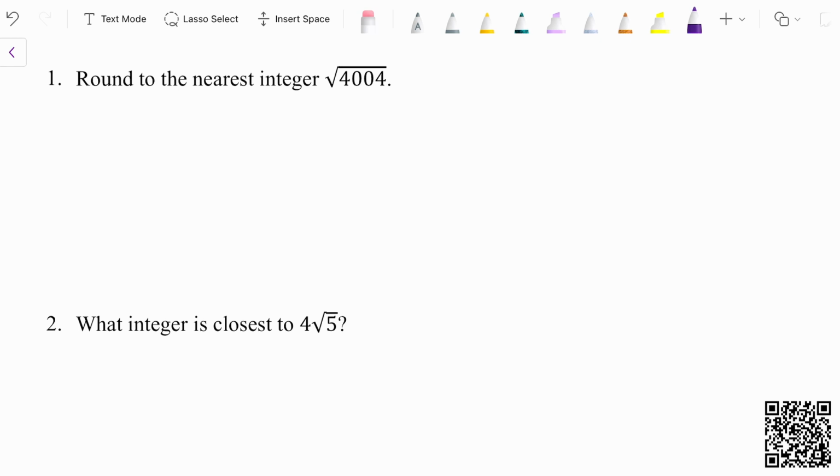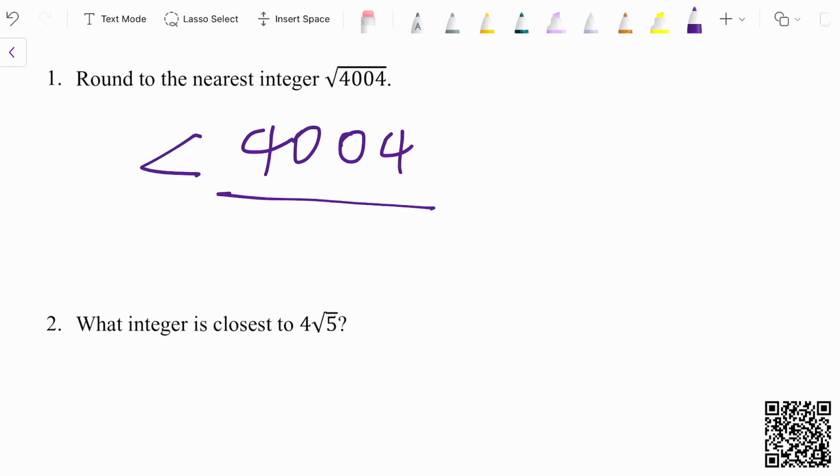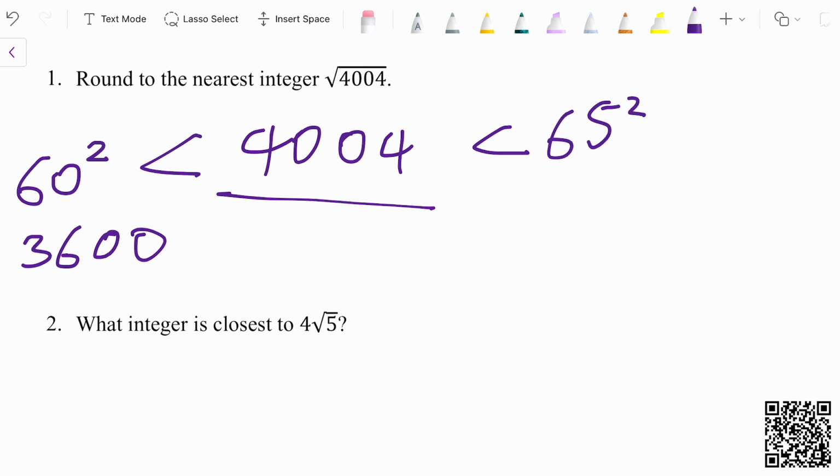So this problem, you could go a multitude of ways, except one way is quite a bit easier than the other two. This is very similar to my previous videos. For example, you know that 4004 is definitely greater than the square of 60, which would be 3600. But it is also less than the square of 65, which is equivalent to 4225.